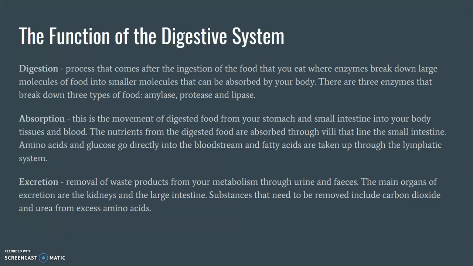Amylase breaks down starch from the carbohydrates into glucose. Protease breaks down proteins into amino acids. And lipase breaks down fats into three fatty acids and glycerol. So those three enzymes that I've just named are the three enzymes that are active in breaking down different types of food molecules that enter our body.